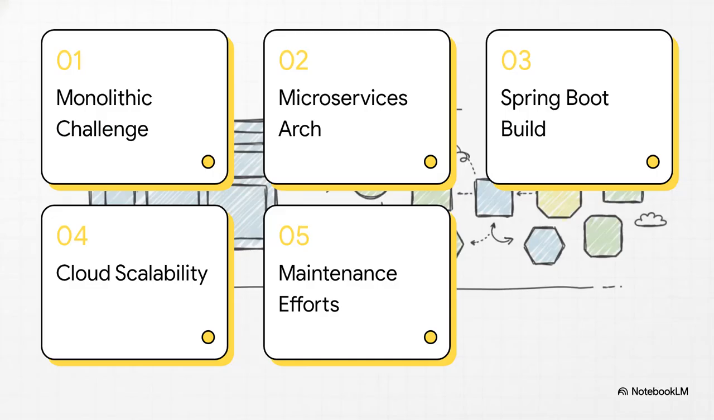Okay, let's dive into this. Here is how we're going to break it down today. First, the monolithic challenge. Second, microservices architecture. Third, building with Spring Boot. Fourth, scalability and cloud deployment. And finally, we'll wrap up by comparing maintenance efforts.